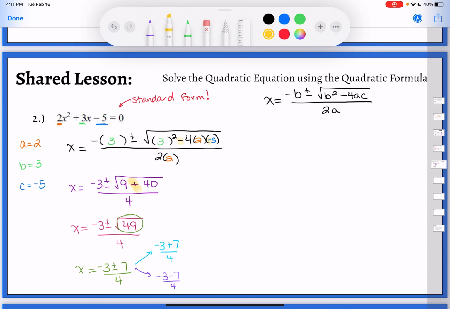So you see how I just took that plus or minus and I broke it into the two separate options, one with plus, one with minus. That's what you're going to do if it's a perfect square, if you don't have a radical there anymore. If the radical has to stay, if it's not a perfect square, or you can't simplify it at all, then just leave the plus or minus in your work. But if you don't have a radical anymore, then split it into the two and actually solve each one.